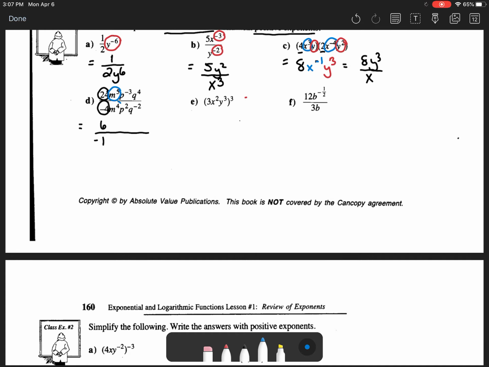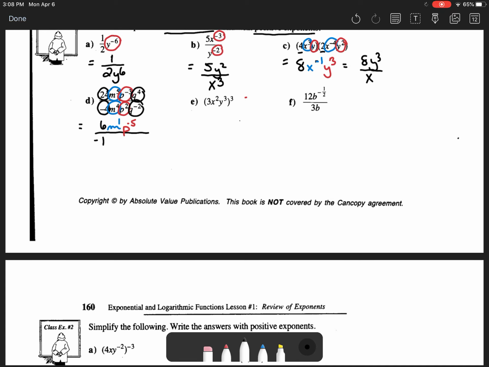Then I move on to the variable m. I have m to the exponent of 5 divided by m to the exponent of 4. I'm dividing powers that have the same base, so you would subtract the exponents. 5 minus 4 is 1, so you have m to the exponent of 1. Move on to the variable p. So dividing powers with the same base, subtract the exponents. -3 minus 2 is -5, so you have p to the exponent of -5.